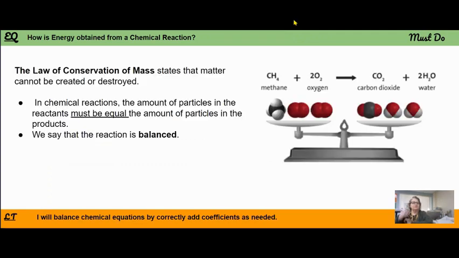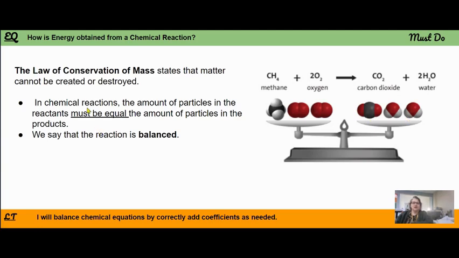Okay. So the law of conservation of mass states that matter cannot be created or destroyed. Basically, what that is saying is that whatever the atoms are that you start out with on the reactant side, so on the side of the ingredients, has to be the same number as what you get from the product side.